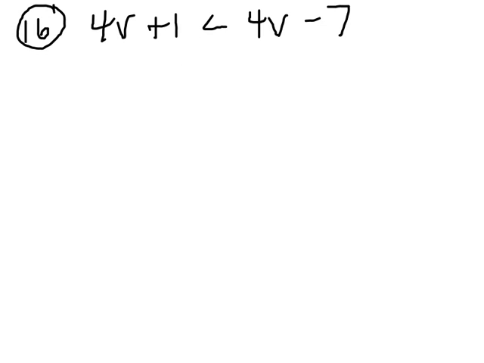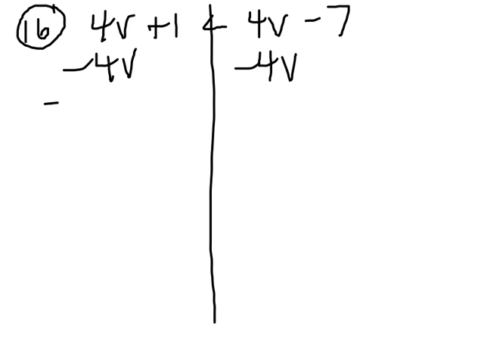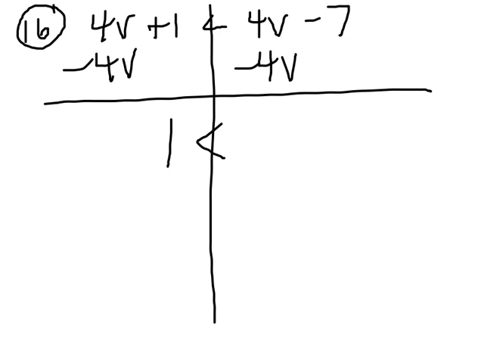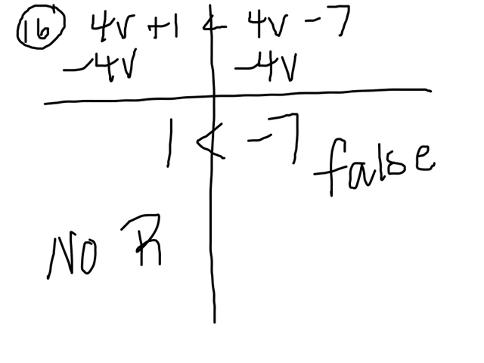Again, we have to get our letters together. So we're going to do that by inverse operations. We're going to subtract 4v from both sides. 4v minus 4v cancels out, so 1 is less than negative 7. Is 1 less than negative 7? That is a false statement. So that means there are no real solutions.